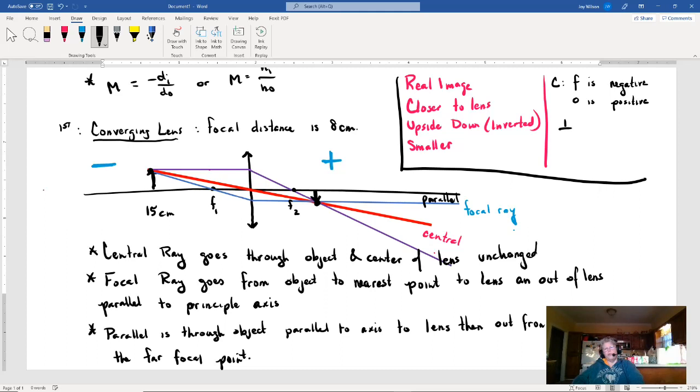So 1 over, I just copy in my numbers, okay, 8, 15 plus 1 over Q. Once again, I'm going to use my calculator to get those numbers. So this is negative 0.125. We will subtract, you know what? I better check that.